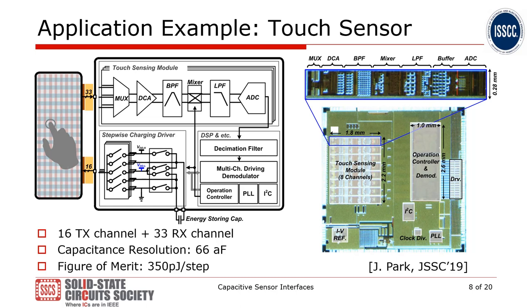Nowadays, screens in cell phones are typically very thin, right? Say in the order of a few millimeters. And when you apply a protective layer on top of your touchscreen, you are further reducing the capacitive signal generated at the touch panel. So you are expecting a capacitive sensing accuracy in the order of sub-femtofarad.